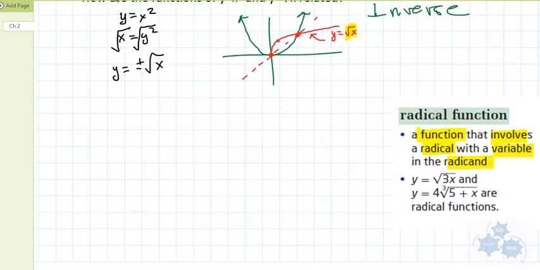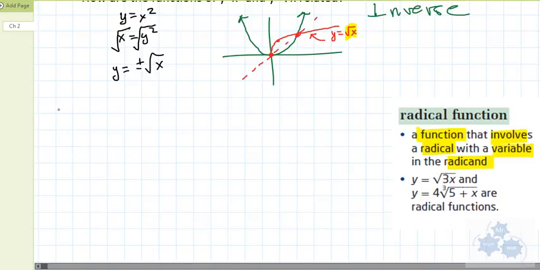All right, so let's look at a table of values here. Let's do x and y for the function y equals square root of x.